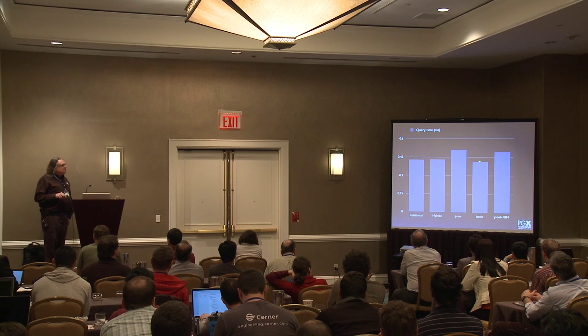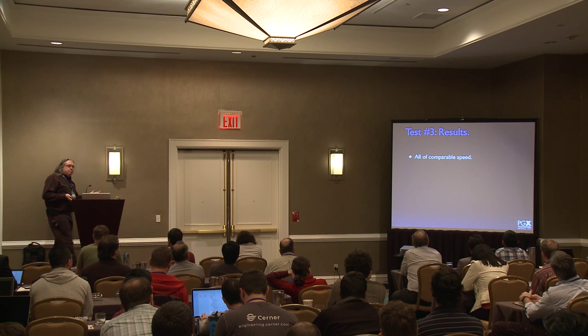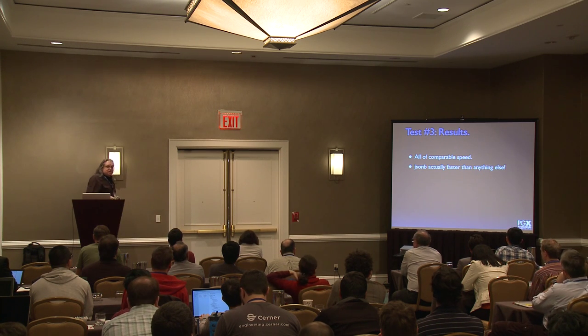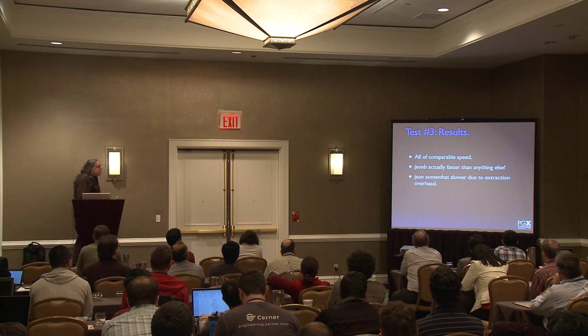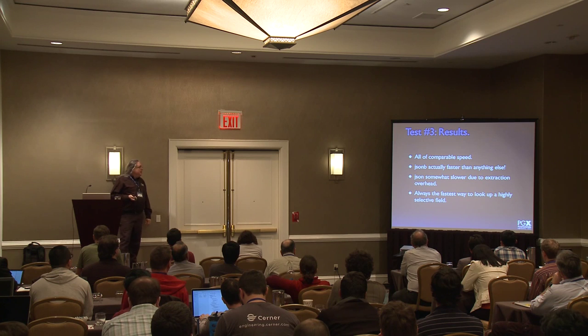Not a lot faster, but just outside the error on this. JSON's the slowest, no surprise, and JSON gen is about the same speed. So they're all pretty much comparable. JSONB is actually faster than anything else, including relational in this case. Woot. JSON is somewhat slower due to the extraction overhead.